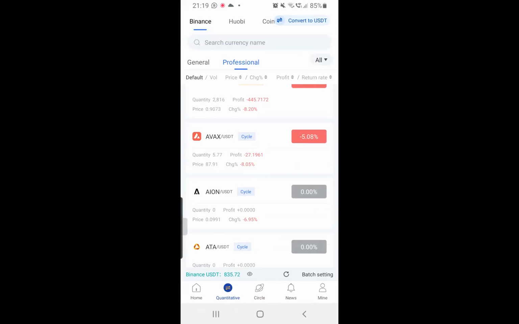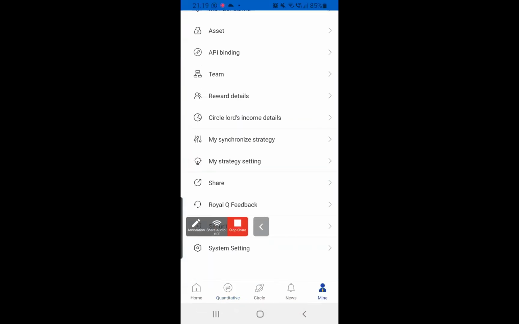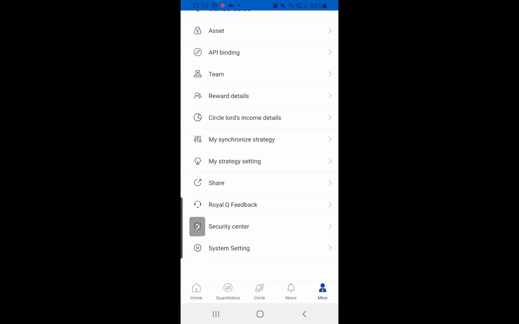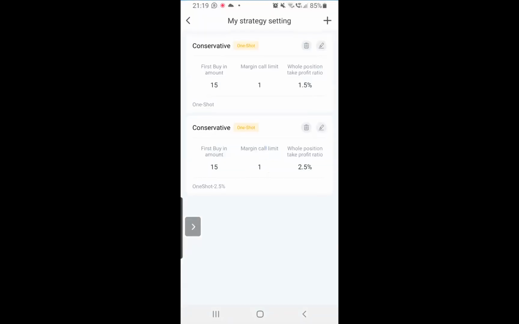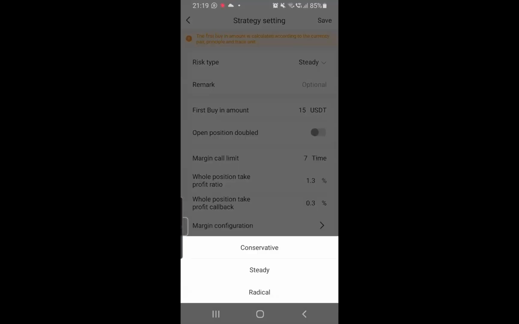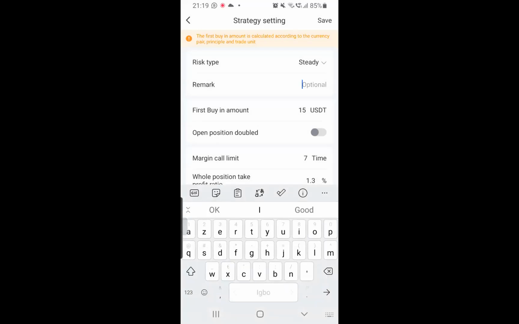So go to preset, first of all, go to here, my strategy setting. Click on it, click on add, the plus sign at the right top. You could call this anything you want, steady. It's not important. Name it anything, okay? Maybe call it hands-free or whatever.